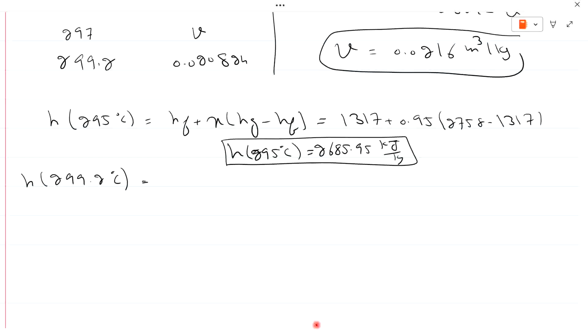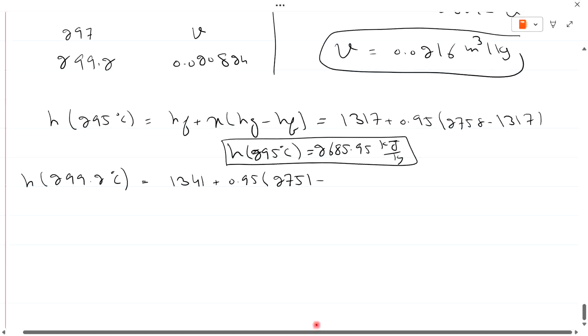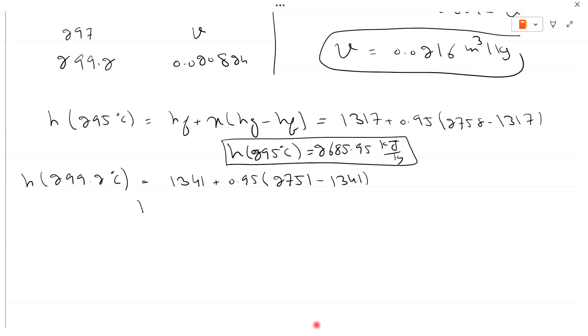So from the saturated steam table find hf and hg at temperature 299.2 degrees centigrade. The value of hf is 1341 plus, the value of x is 0.95, the value of hg is 2751 minus 1341. So h at 299.2 degrees centigrade is equal to 2680.5 kilojoule per kg.